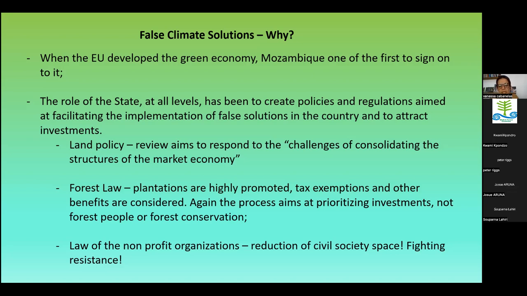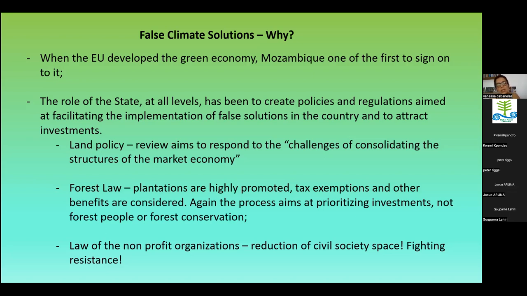Of course, this has seen a lot of protests from civil society organizations, a lot of back and forth meetings, and at this stage the final draft of the land policy has been submitted to parliament. And let's see what comes out. Unfortunately, many of the issues and concerns of civil society were not taken into consideration.